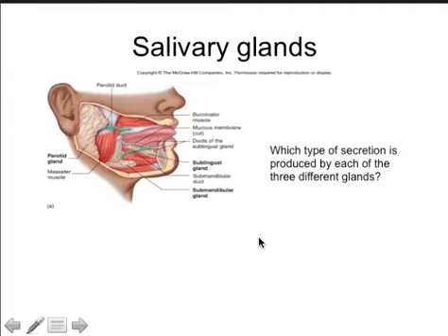The parotid glands, located here, lateral to the mandible, just outside the masseter, are primarily concerned with producing serous secretions. The submandibular glands, the ones below the jaw, produce mixed secretions, both mucus and enzyme-rich secretions, while the sublinguals, which are under the tongue, you can see those here, produce mostly mucus secretions.